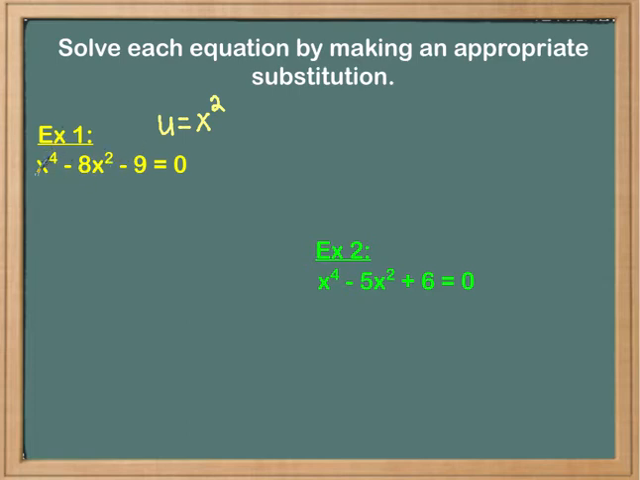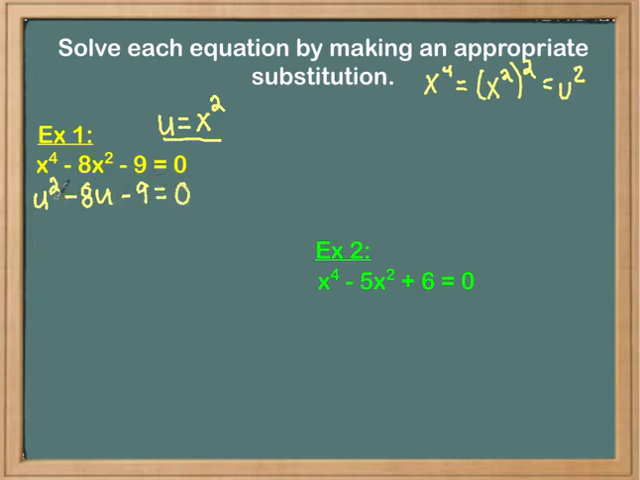Because now when I talk about x to the 4th, that's really x squared squared, correct? So I'll write that on the side. X to the 4th is really x squared squared. Or in other words, if x squared is u, that's really u squared. So I can replace x to the 4th with u squared minus 8, and I can replace x squared with u minus 9 equal to 0.